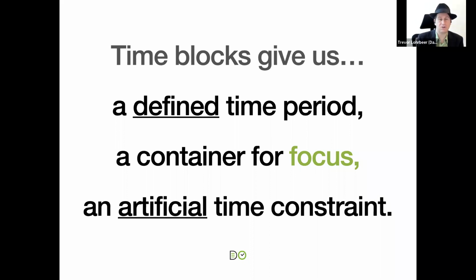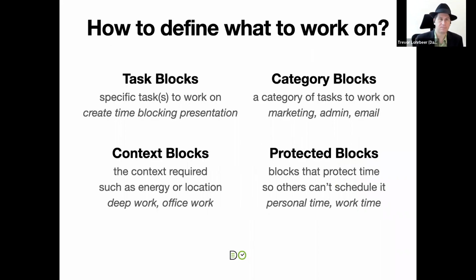And then finally, it acts as an artificial time constraint, because we can say, hey, I have the blog article to write, I'm only going to spend 60 minutes on it. And then that helps us manage our competing priorities, because we can say, hey, this is important enough to work on, but it's not so important that it should take me 4 hours today. It's only going to have a certain amount of time today.